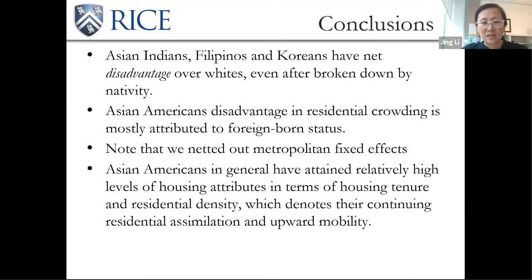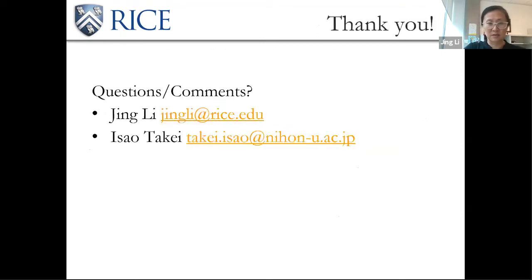Asian Americans' disadvantage in residential crowding is mostly attributed to foreign-born status. But we want to emphasize that we netted out metropolitan fixed effects. So on average, if we look at national trends, we still may find Asian Americans have lower home ownership rates than non-Hispanic whites. And we want to tentatively conclude that Asian Americans in general have attained relatively high levels of housing attributes in terms of housing tenure and residential density, which denotes their continuing residential assimilation and upward mobility. Thank you very much.